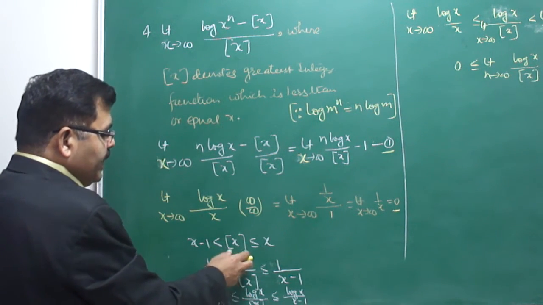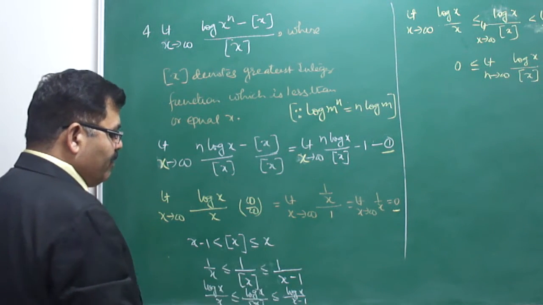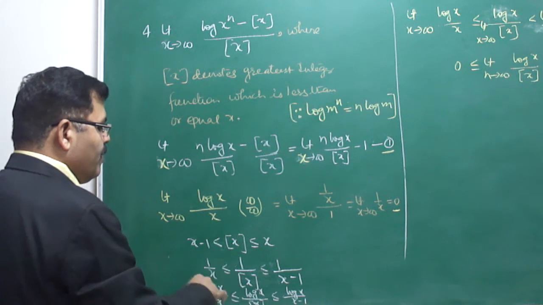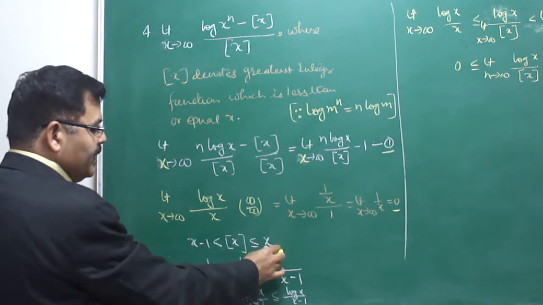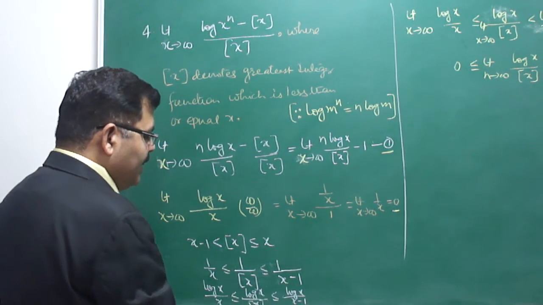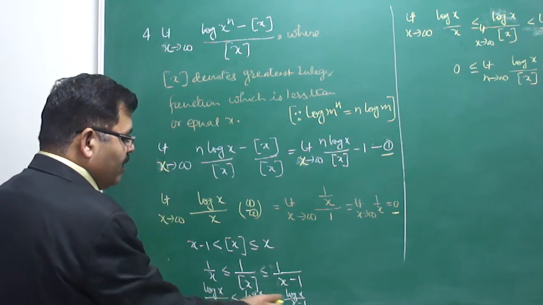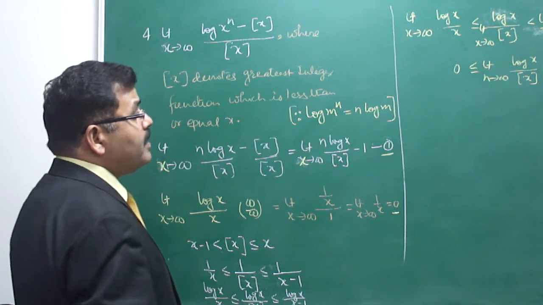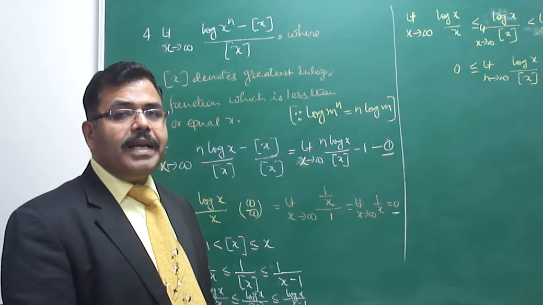We know the greatest integer function x is greater than x minus 1 and less than or equal to x. If I take the reciprocal, the inequality sign will change. This function will come this side and that function will go to the other side, and the less than will become greater than. Then if I multiply by log x, the inequality will remain the same, since multiplying by any positive number keeps it the same.